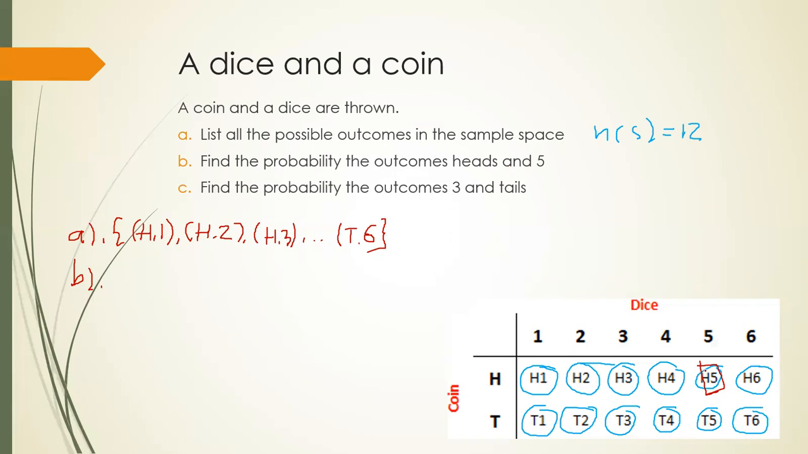Okay. Just one. So N(H and 5) is 1. So the probability of H and 5 equals N(H and 5) over N(S) equals 1 over 12, because N(S) equals 12.